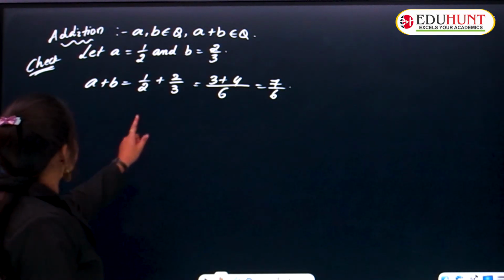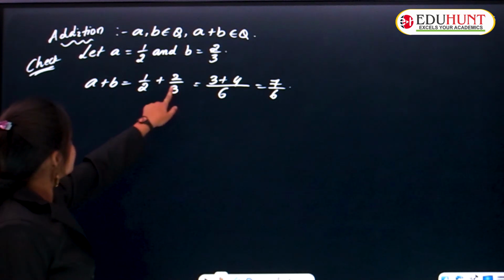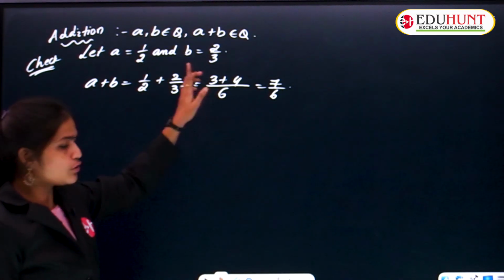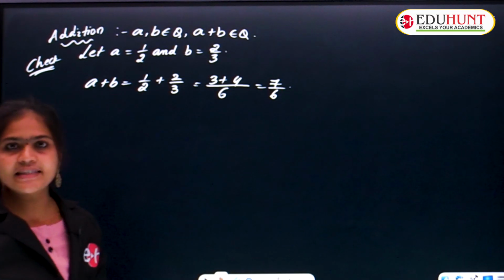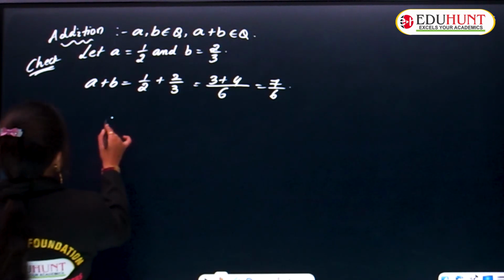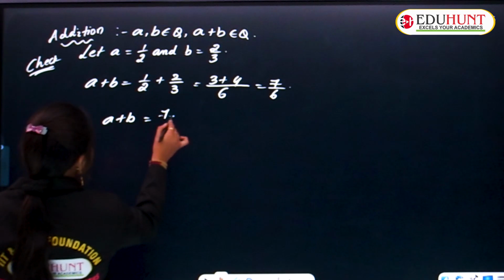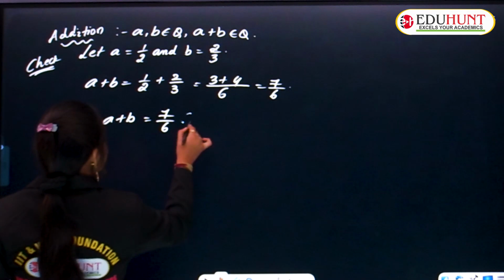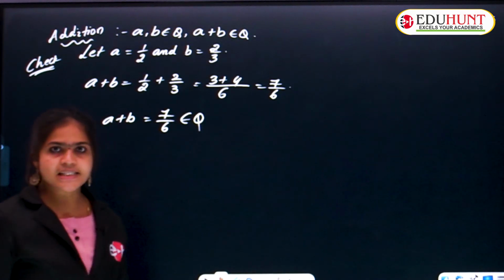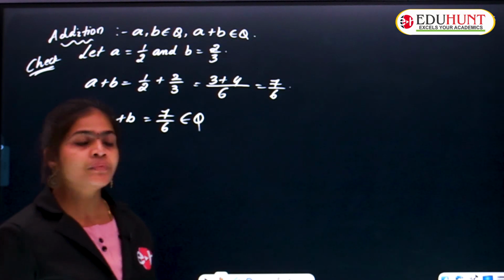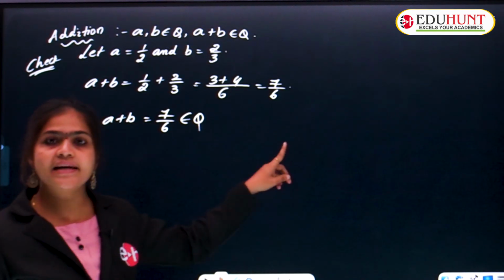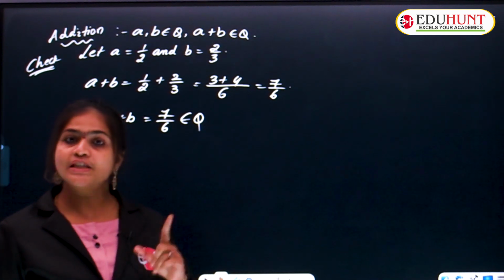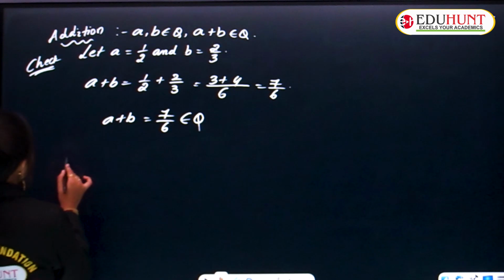Am I clear? The LCM of 2 and 3 is 6, and 1 into 3, 2 into 2 is 4, 3 plus 4 is 7 by 6. Now A plus B is 7 by 6. Is 7 by 6 a rational number or not? Of course this is a rational number. That's why we can say that rational numbers are closed under addition.